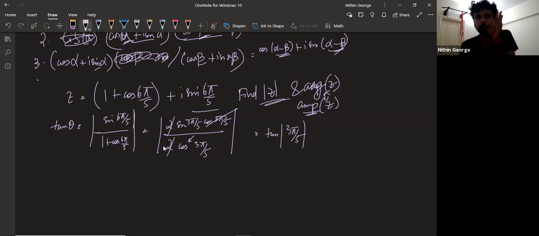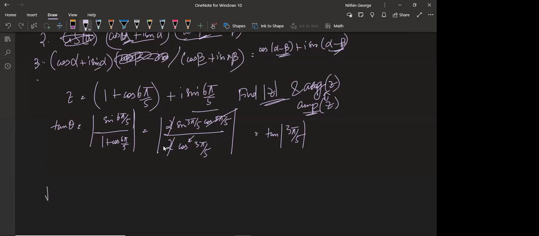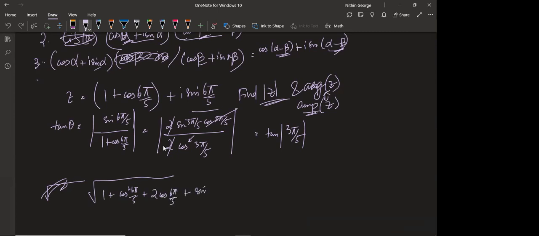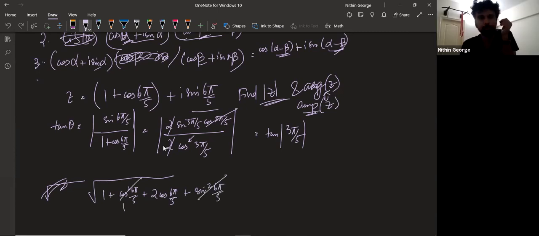What is it? Root over 1 minus cos 12 by 5. Wait, what? Let me check. Root of 1 plus cos square 6 pi by 5 plus 2 cos 6 pi by 5 plus sine square 6 pi by 5. No, sir, I made a mistake, sir. This and this cancel out to become 1. And that's okay, man. It's not a big deal.